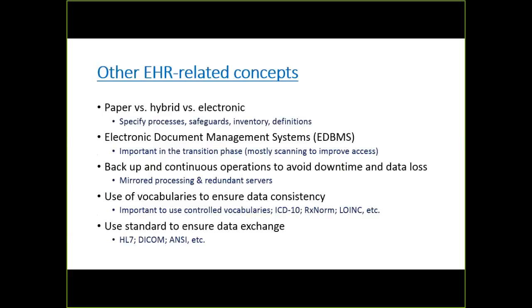Okay. The other part is backup and continuous operations to avoid downtime and data loss. This comes up. You probably see things like that in the news or maybe in your workplace. So just make sure that you're not losing the data. Then what is suggested is mirrored processing and redundant servers, which means all the information that's being entered is entered automatically into two servers or three, so that if one goes down, you still have it in the other.